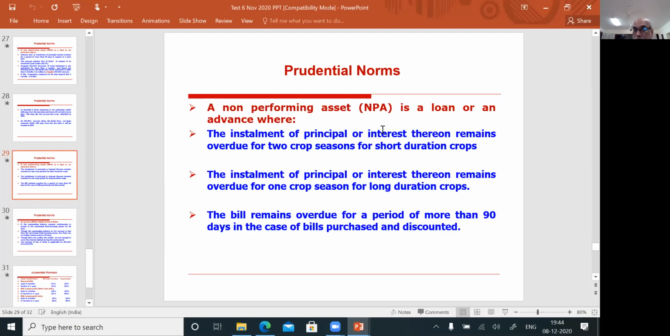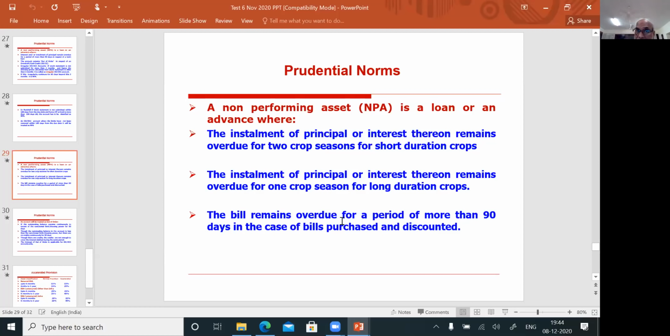So the installment of principal or interest thereon remains overdue for 2 crop seasons for short duration crop, it will be classified as NPA. The installment of principal or interest thereon remains overdue for 1 crop season for long duration crops, it is classified as NPA. What is a long duration crop? The harvesting is more than 12 months. If they ask that question also, you should not miss.